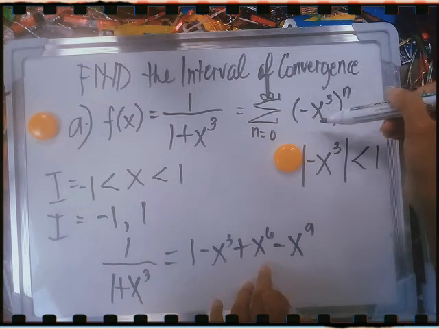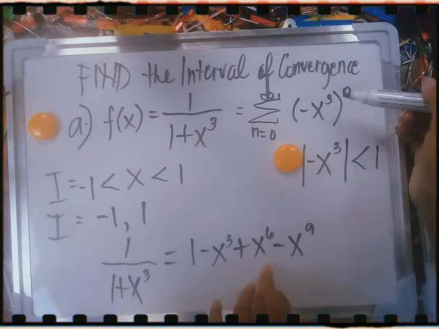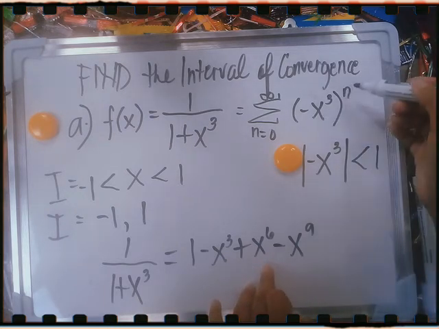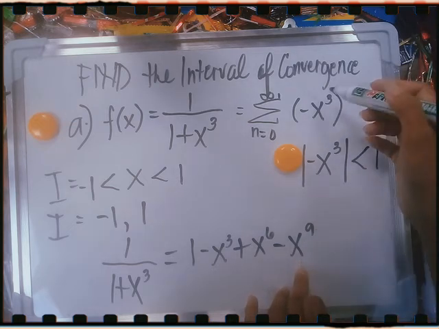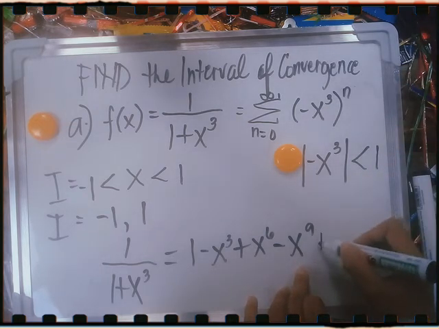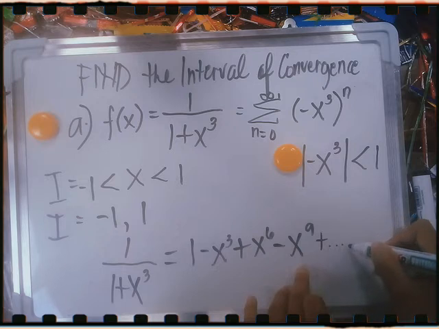Kapag 2, negative 3 times 2 is 6. So, positive x raised to 6. Kapag 3 times 3 is 9. So, negative x raised to 9. And the next is positive, and so on and so forth.